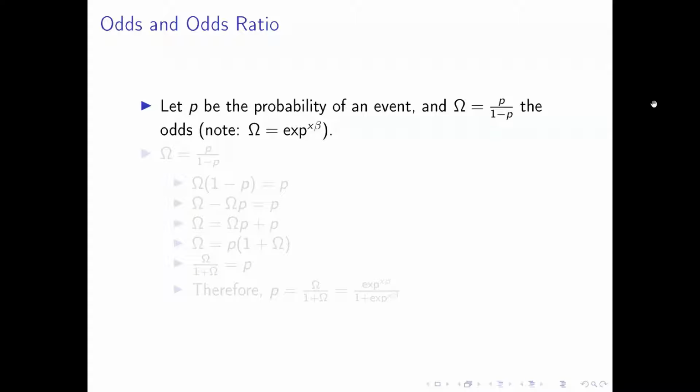So this session talks about a couple related mathematical concepts, including probability, odds, and odds ratio. Let's say P is the probability of an event, any kind of event. And odds is equal to the probability P over its complement, that is, the probability of the event not happening. And it's called odds.